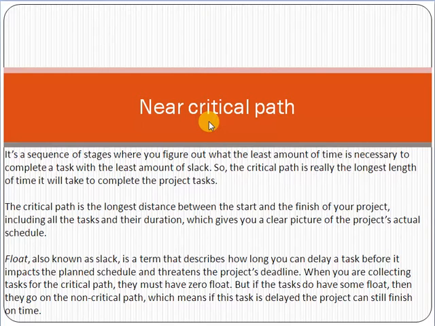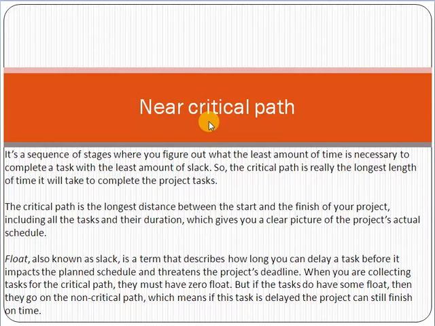project's actual schedule. Float, also known as slack, is a term that describes how long you can delay a task before it impacts the planned schedule and threatens the project's deadline. When you are collecting tasks for the critical path, they must have zero float, but if the tasks do have some float, then they go on a non-critical path, which means if this task is delayed, the project can still finish on time.